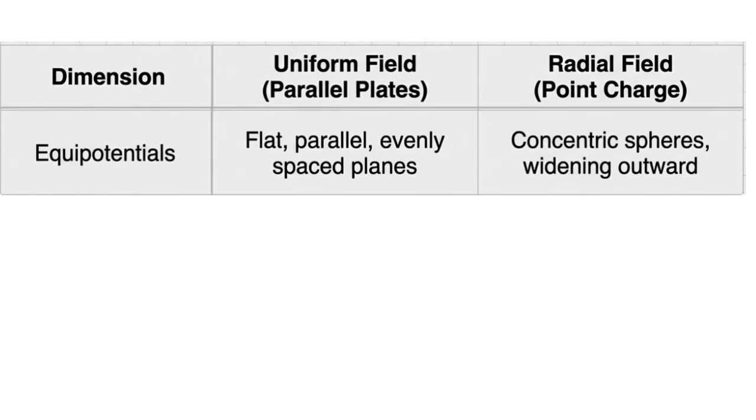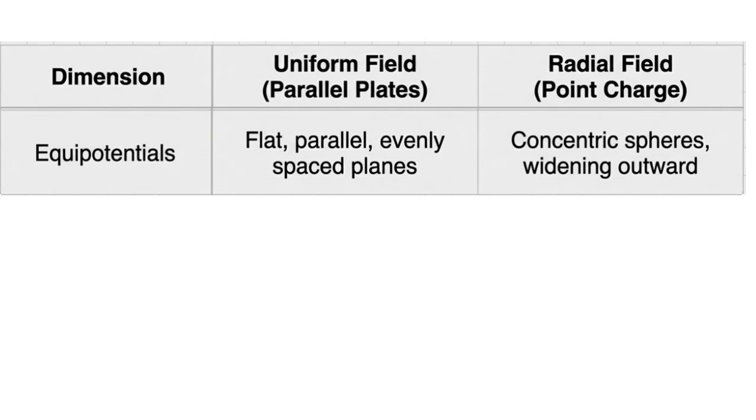Let's take a closer look at the differences between a uniform electric field, like the one between parallel plates, and a radial electric field created by a point charge. In a uniform field, the electric field strength stays the same everywhere, which means it doesn't change as you move between the plates. The potential, or voltage, changes steadily as you move across the space, increasing or decreasing in a straight line with distance. The equipotential lines in this case are flat and parallel, spaced evenly, reflecting the consistent field.